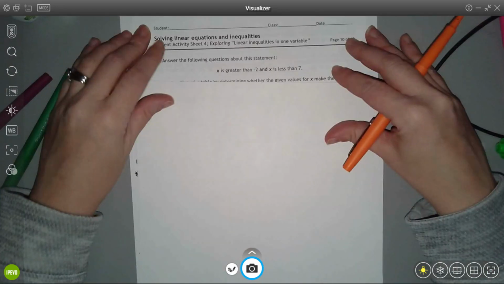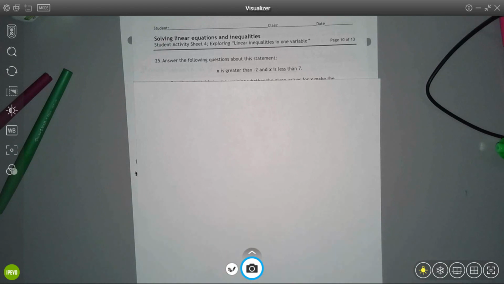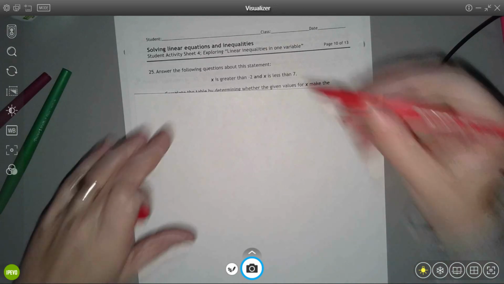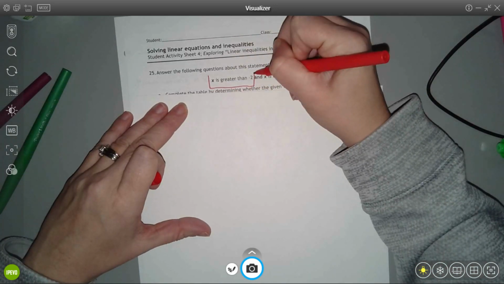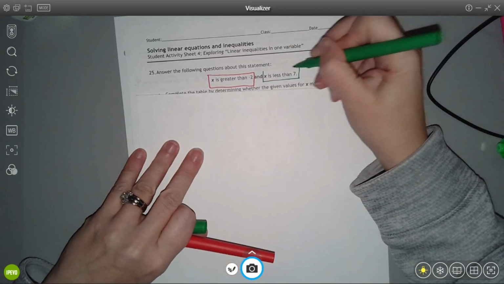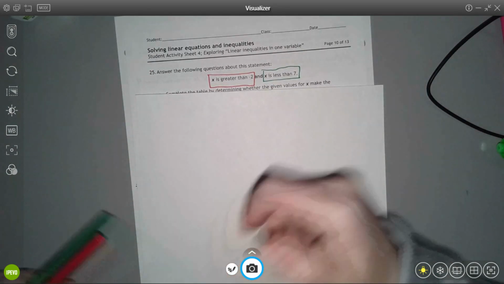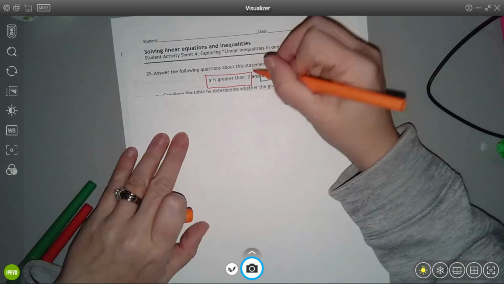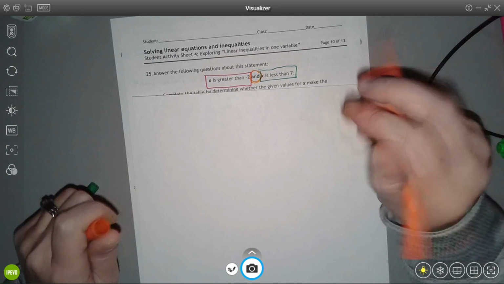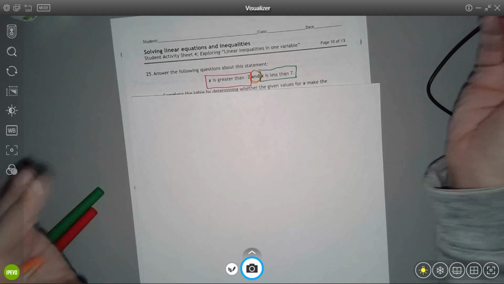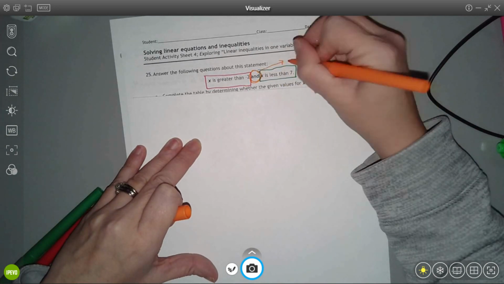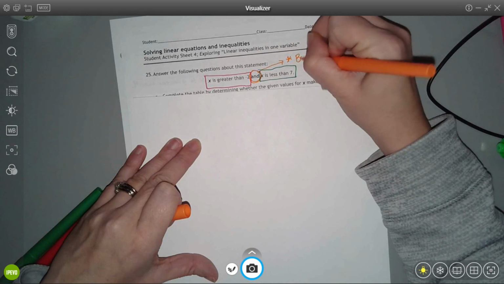Okay, so now we've got another one here. I've got X is greater than -2 and X is less than 7. Okay, now take note here, guys. They gave us the word and. Okay, remember, or means one or the other. And means it has to be true for both.